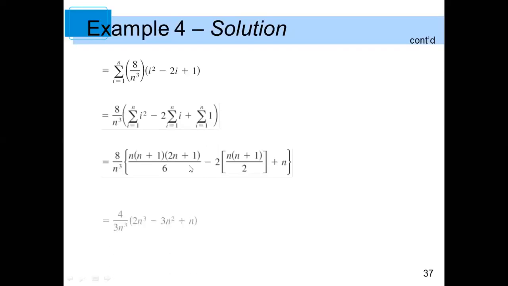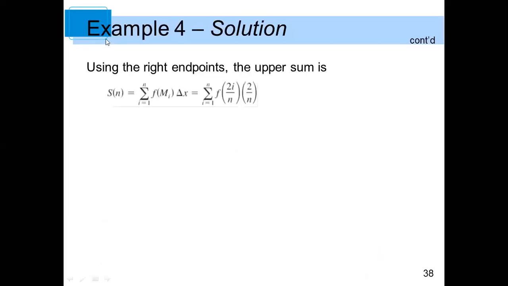Okay, now after some nifty algebra, like you FOIL all this out, distribute the 2, get a common denominator for everything, add it all together and factor out common factors, you get 4 over 3n cubed times the quantity 2n cubed minus 3n squared plus n. If I distribute this 4 over 3n cubed here, here, and here, you would get 8/3 minus 4 over n plus 4 over 3n squared. That's the formula for the lower sum.